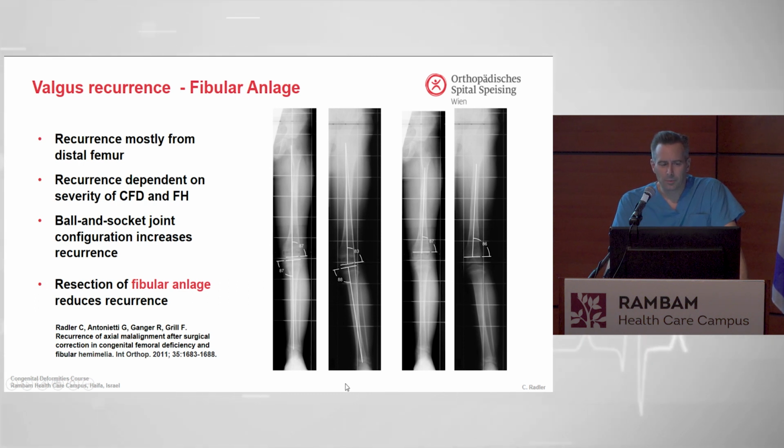Now, what do we have to deal with? We have to deal with the fibular Anlage, and that's very interesting. We did a study and we found that, of course, the recurrence is mostly from the distal femur, something we found when we looked at the knee joints, as you remember, from the morning.